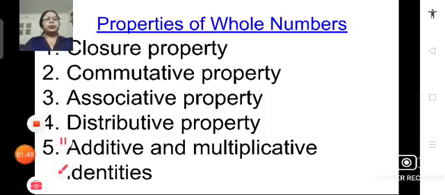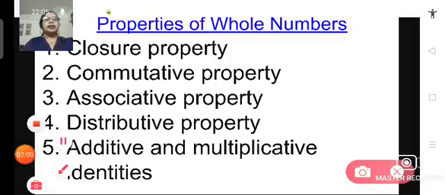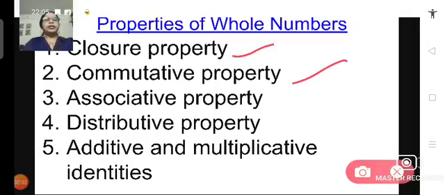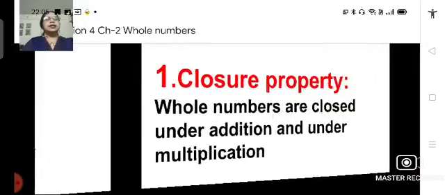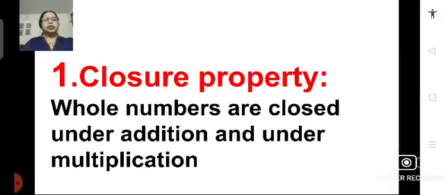Now children, let's proceed with the revision of chapter 2, whole numbers. Let's revise the properties of whole numbers and discuss some of the problems related to the properties of whole numbers. Children, we have learned about 5 properties of whole numbers. What are they? They are closure property, commutative property, associative property, distributive property, and additive and multiplicative identities of whole numbers. So let's first see the closure property.